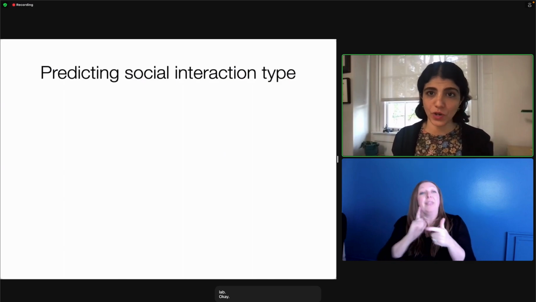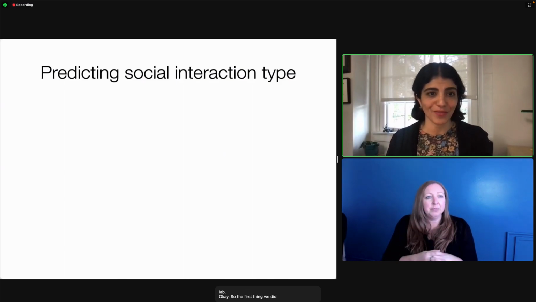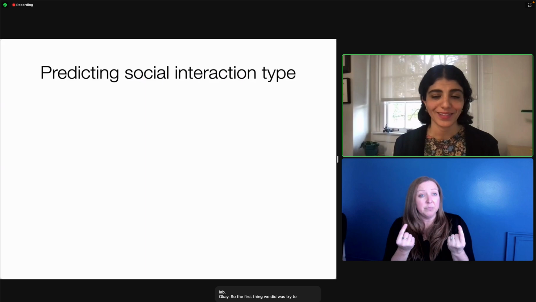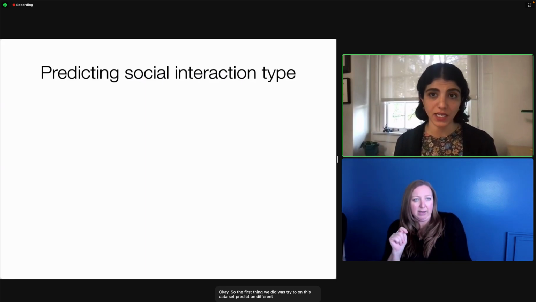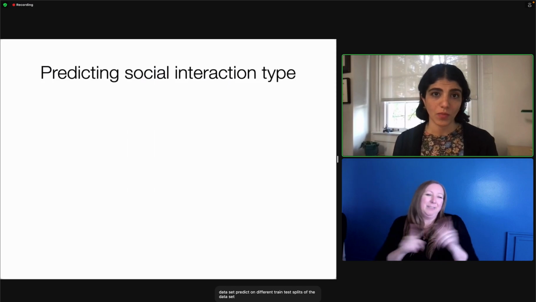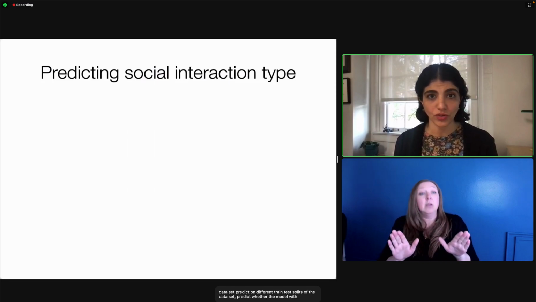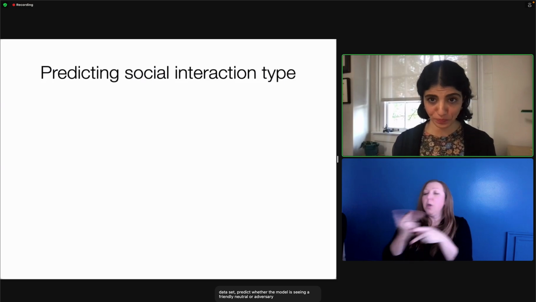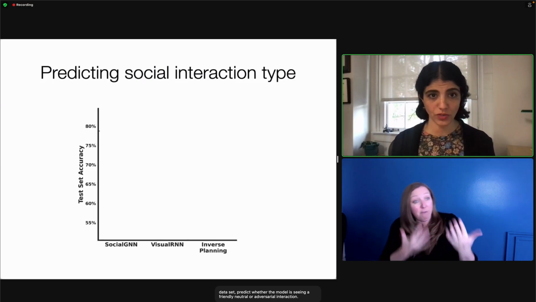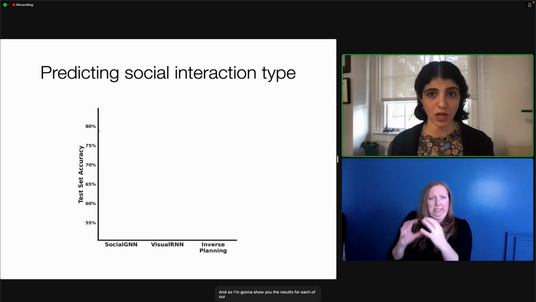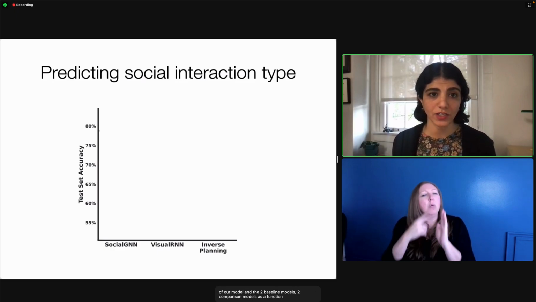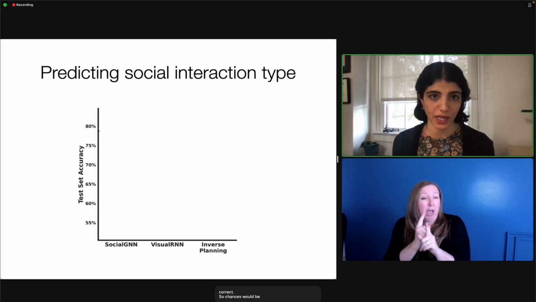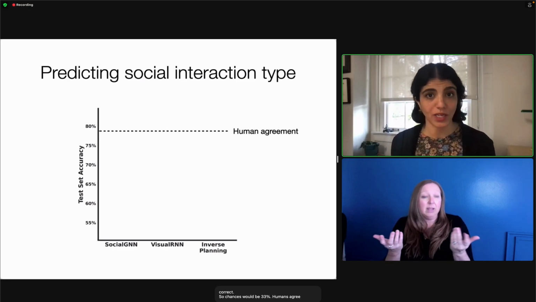Okay, so the first thing we did was try to, on this data set, predict on different train test splits of the data set whether the model was seeing a friendly, neutral, or adversarial interaction. And so I'm going to show you the results for each of our model and the two comparison models, as a function of percent correct. So chance would be 33%. Humans agree about 80% of the time.